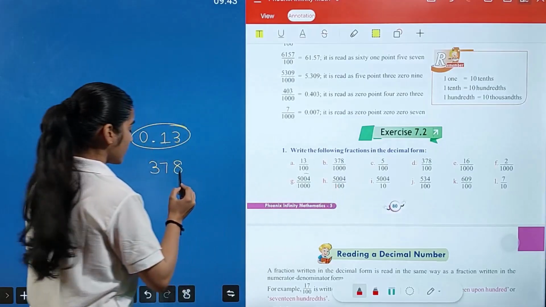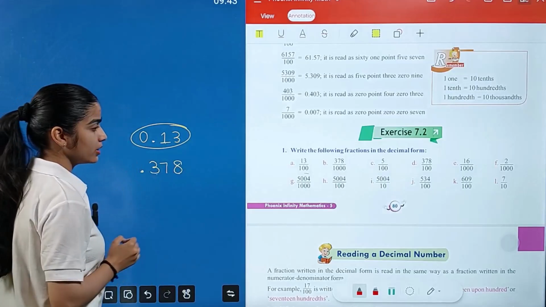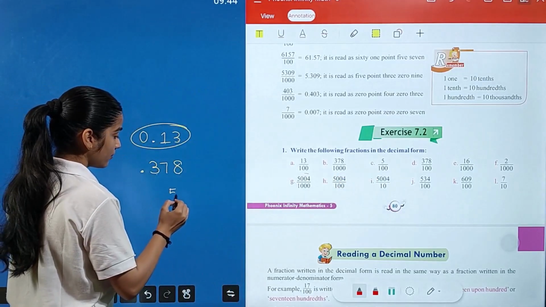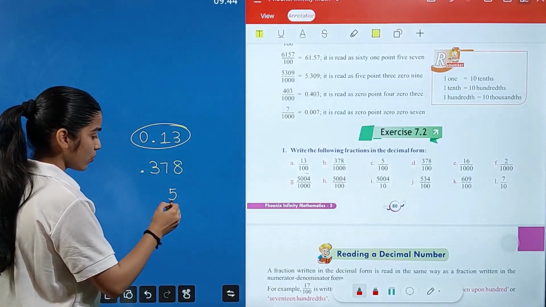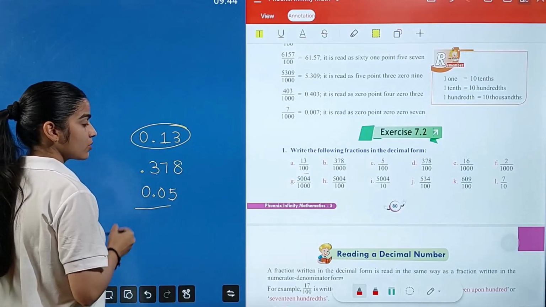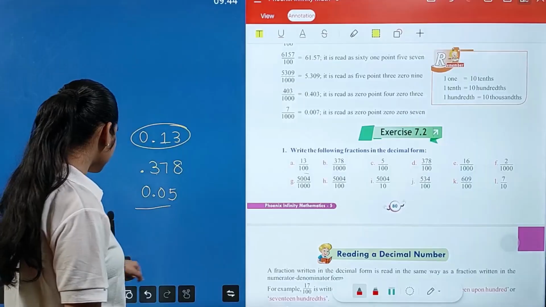1, 2, 3. We have to start counting 1, 2, 3 and put a point here. Next, 5 upon 100. So 5, how many zeros? 2. So 1, 2 zeros. In the same way you can write the rest of the fractions in decimal form.